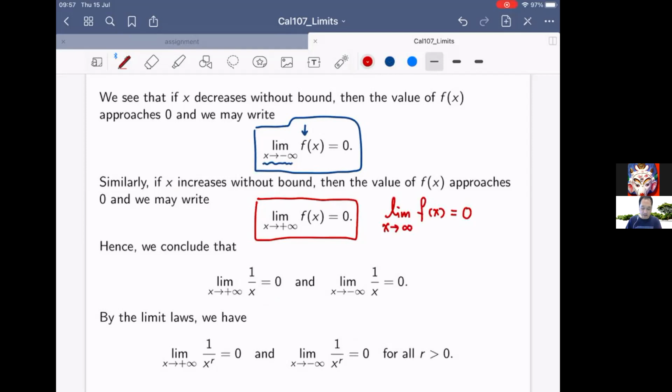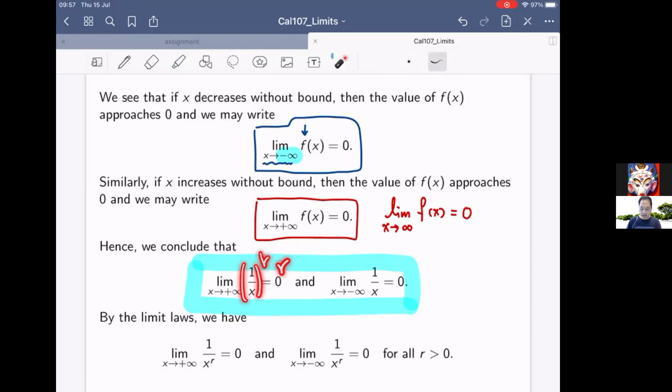Okay, however, if we are talking about negative infinity, don't forget that you still need to put the negative in front of it. So here, as x goes to either infinity or negative infinity, the function 1 over x will go close to 0. That's the limit. So by a limit law, we can just raise it to a power r on both sides.